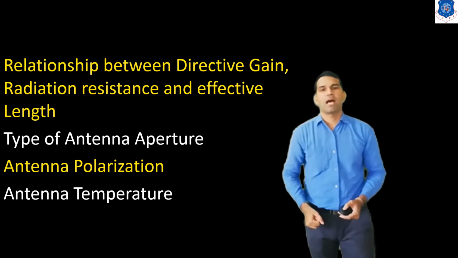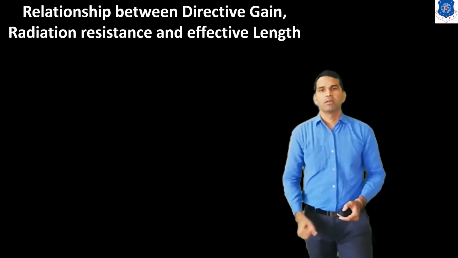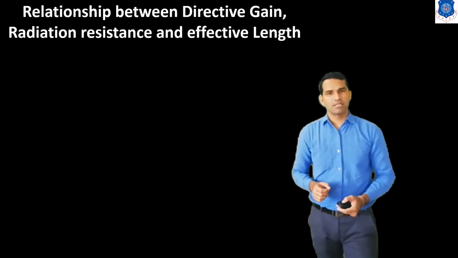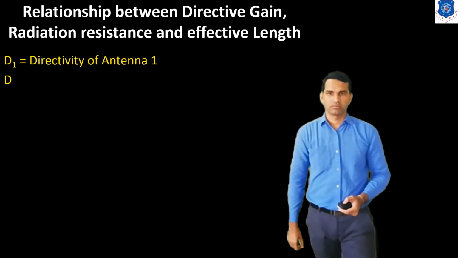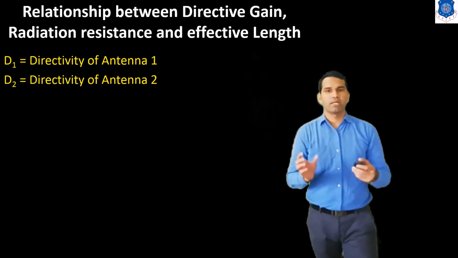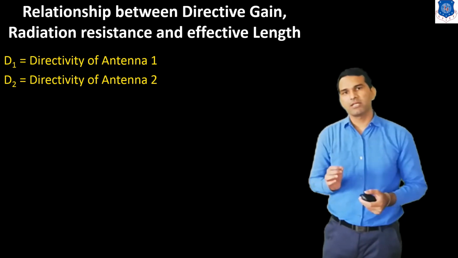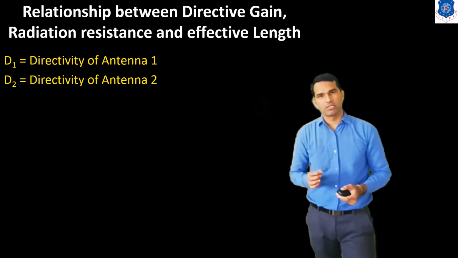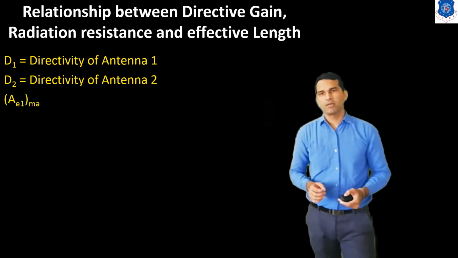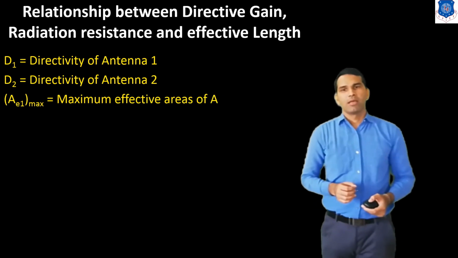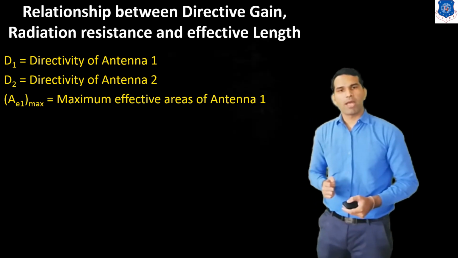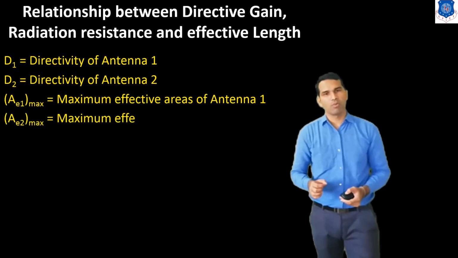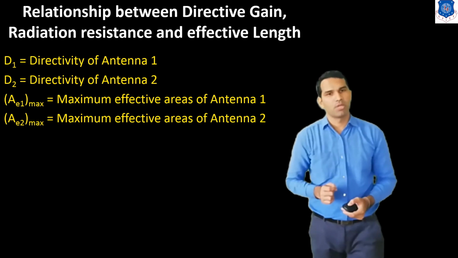So now first we start with the relation between directive gain, that means directivity, radiation resistance and effective length. Now we consider two antennas. The first antenna's directivity is D1 and the second antenna's directivity is D2. We also consider the maximum effective area of antenna 1 as AE1 maximum and AE2 maximum is the maximum effective area of antenna 2.